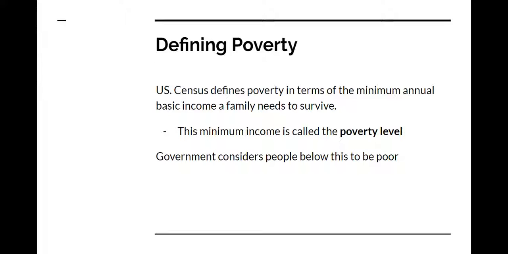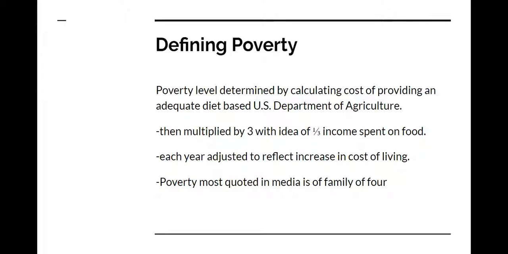The U.S. Census Bureau defines poverty in terms of the minimum annual income needed by a family to survive. This minimum income is called the poverty level. The government considers families with income levels below this amount to be poor. Remember, it is a census year.